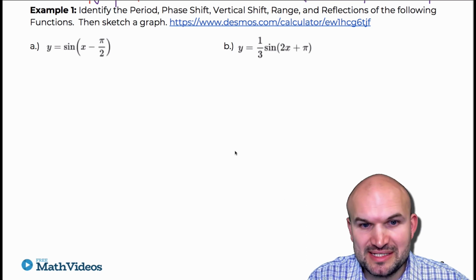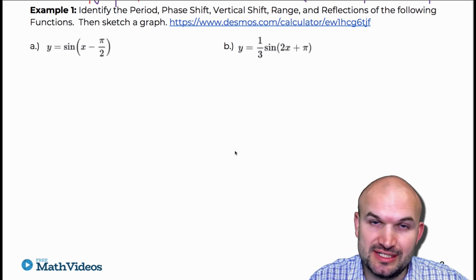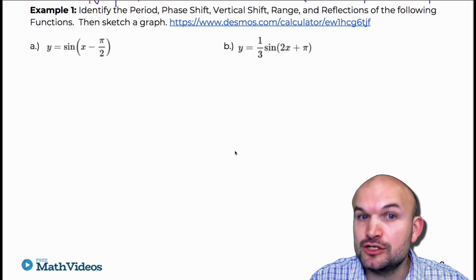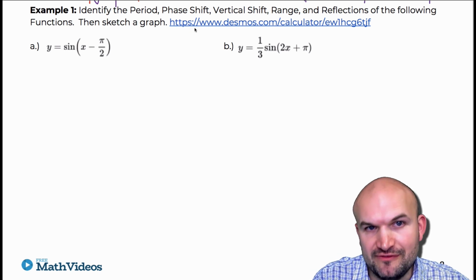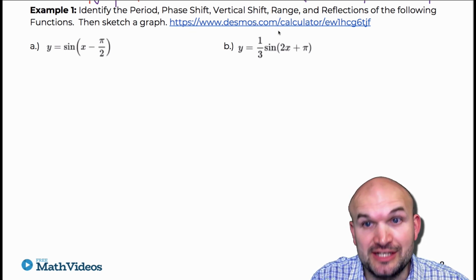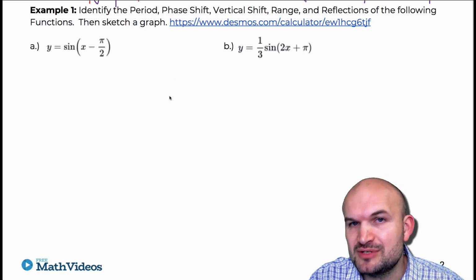All right, so on to example one. Let's get into actually graphing and identifying the characteristics here of the sine and cosine graph. So what we're going to do is look into identifying the period, the phase shift, the vertical shift, the range, and the reflections of each of these functions. And then I'm just going to sketch a graph.